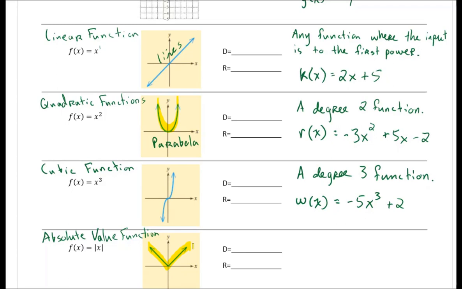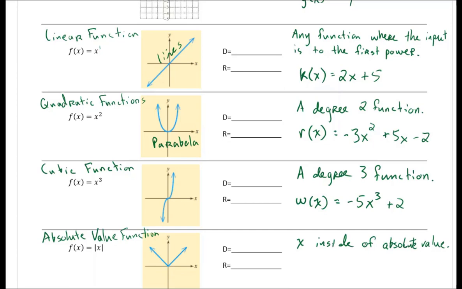And so when you're graphing these, you will be assessed on whether or not you get those shapes distinctly different. So if you graph a parabola as a hard V, it will be incorrect. And the way you identify an absolute value function is it's going to be a function where there's an x inside of the absolute value bars.